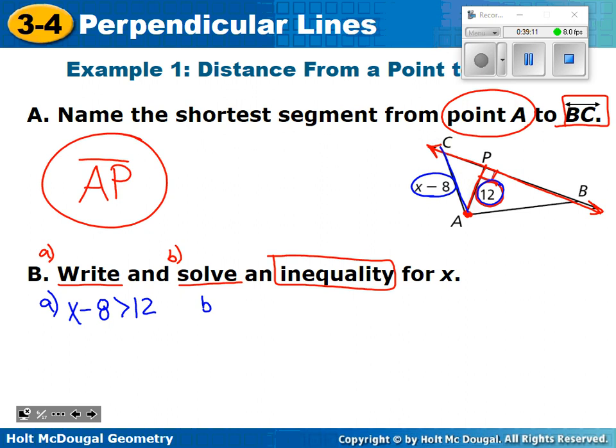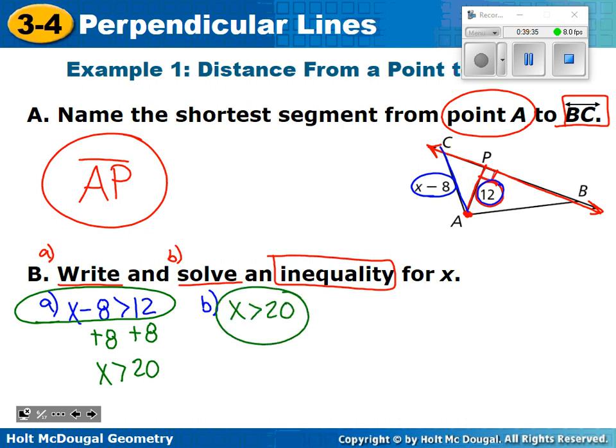And then it says solve it. So now we're going to solve it. To solve this inequality, what would you do? Just add 8. You're just trying to solve for x. So add 8, add 8. Again, this first part was part of your answer, though, so I'm going to circle it. That gives us x is greater than 20. And so when it says solve the inequality for x, we would say x is greater than 20.